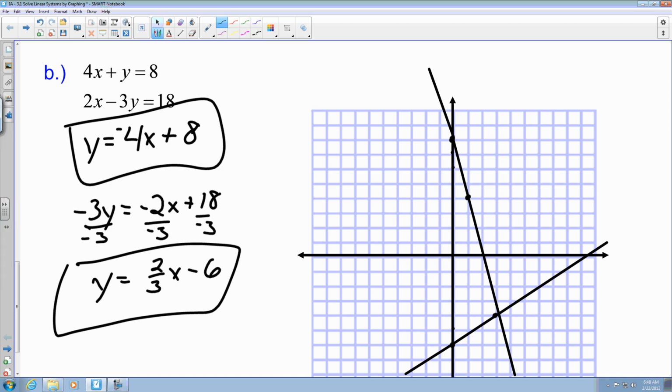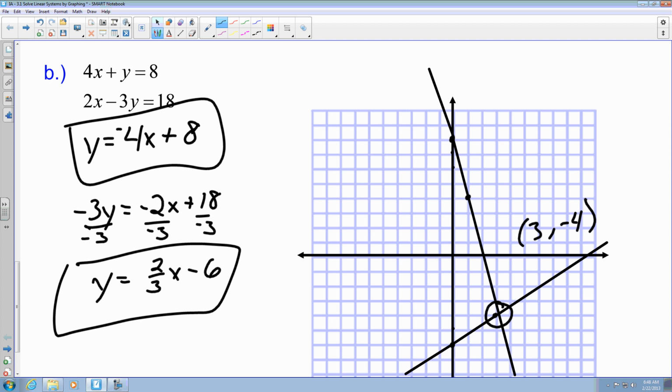Again, I found another intersection. It's somewhere right around here. So it looks like it's at 1, 2, 3 comma 1, 2, 3, 4. So it's -4. So that's my solution for my ordered pair, as an estimation.